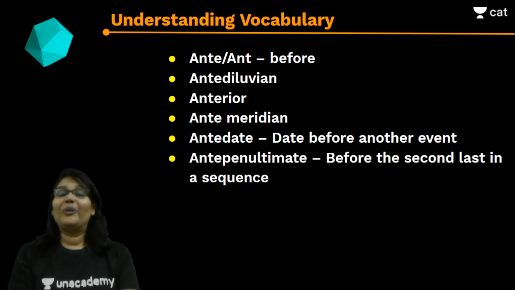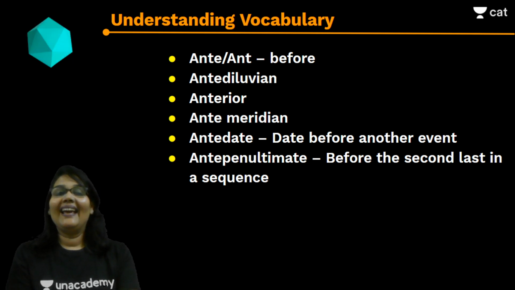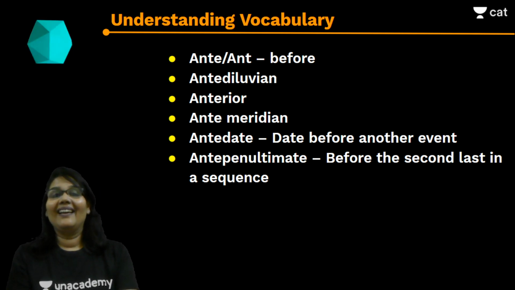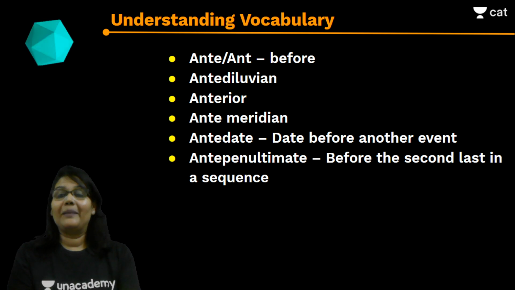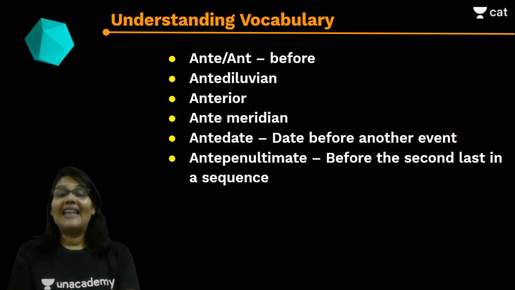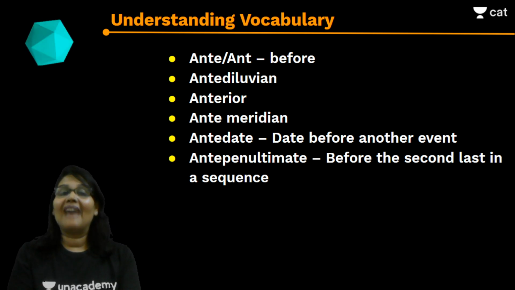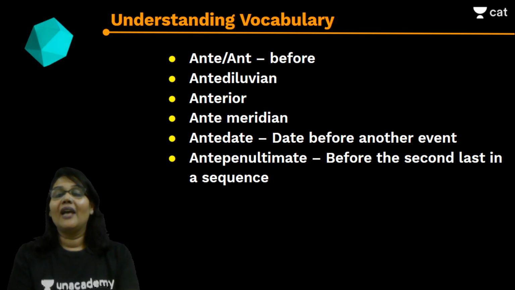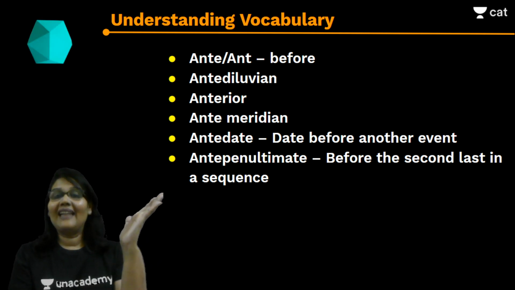Can you see the root word ANTE and ANT? Now, what does the root word mean? Before, right? Now, let's look at the words which we can derive out of these two root words. You can have antediluvian. Antediluvian means prehistoric, something which has happened before, right?